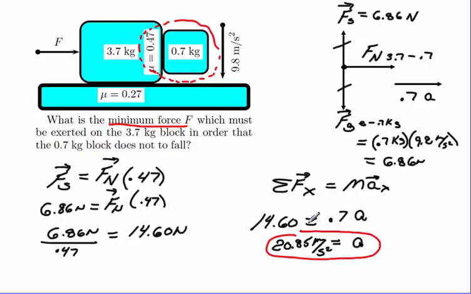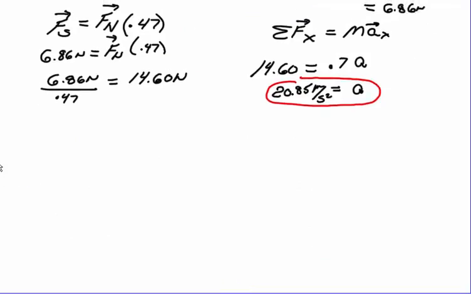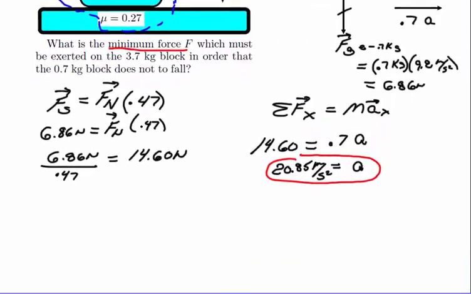Alright, so now that we know that, we will go back and draw another free body diagram. Go ahead and erase this. And we're going to draw a free body diagram right through here. This one's going to be an interesting free body diagram because it's a little different than what we've done in the past. So that has 3.7 kilograms.